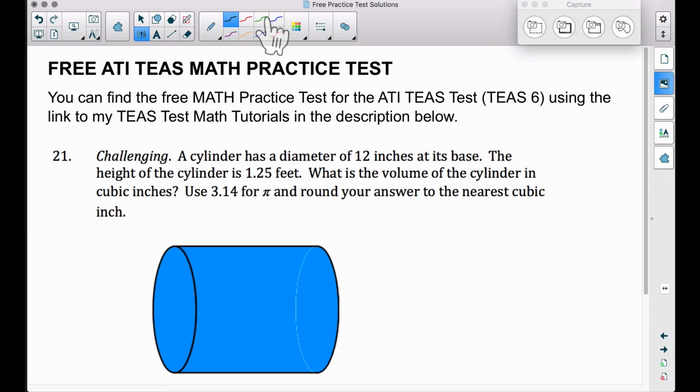Alright, in this video we're going to do problem number 21 on the free ATI TEAS math practice test that I have posted over at www.bcraftmath.com.